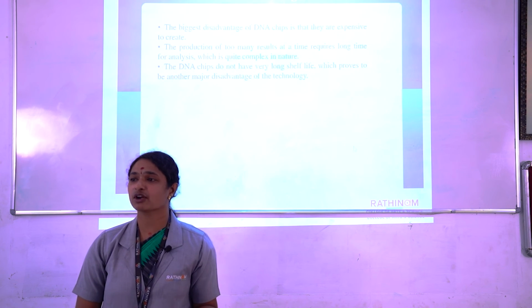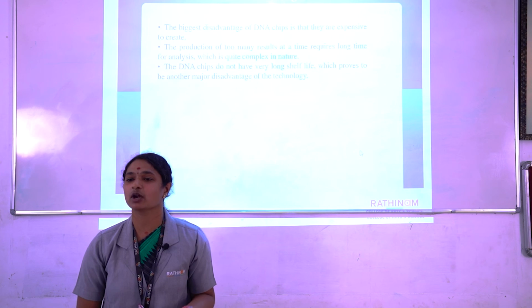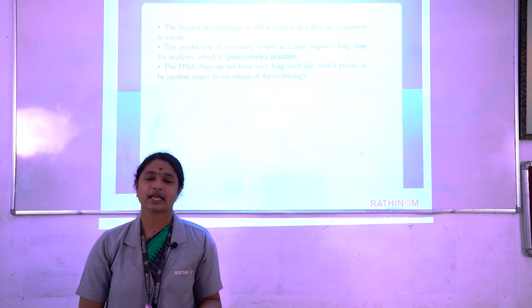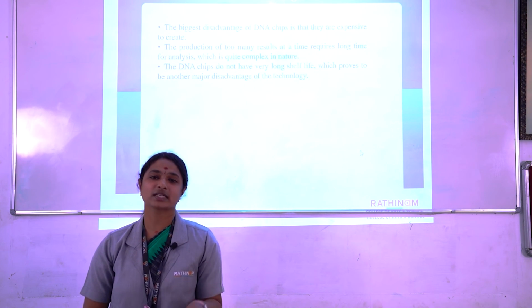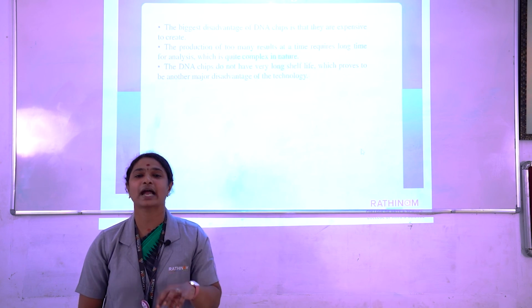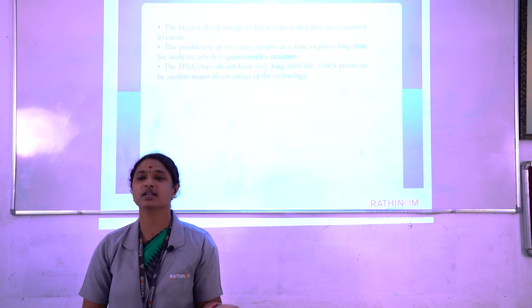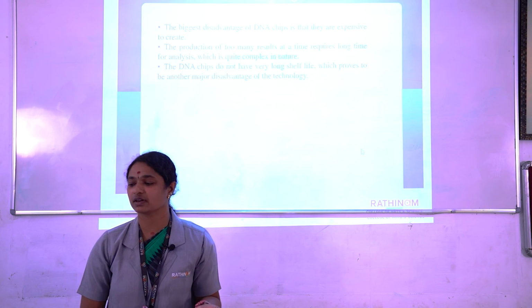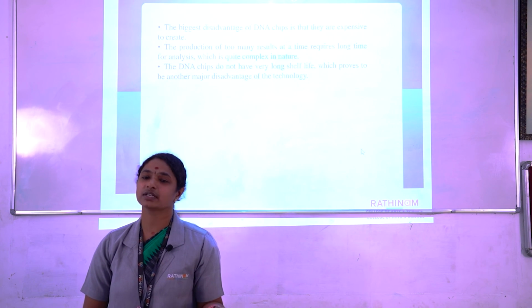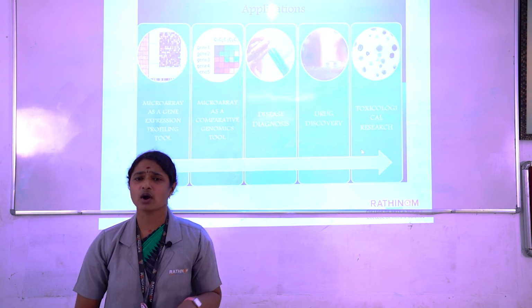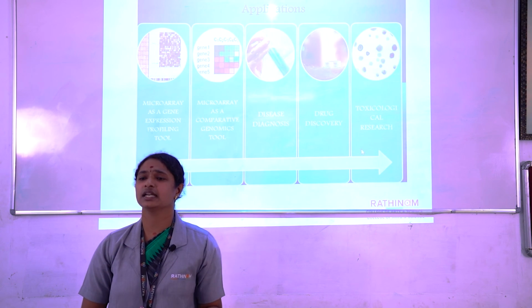And then the production of too many results at a single time also requires a huge amount of time, because we are inserting numerous genes or numerous DNA probes into the particular DNA chip. So the hybridization process takes place between numerous sequences. So producing too many results at a time takes more time. So coming to the applications, in what fields are we applying this DNA chip?